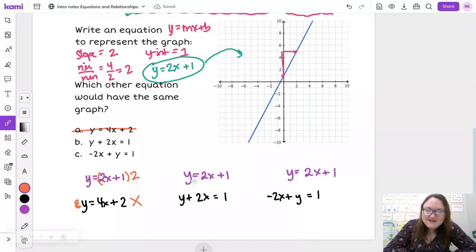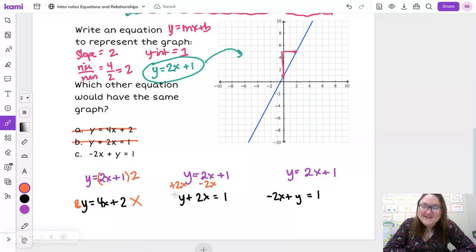In our second option, I noticed that they moved the 2x to the other side of the equation. We've learned if you want to move something to the other side of the equation, you always have to do the opposite. And so for me to go from this equation to this equation, it means they added 2x on this side to get the y plus 2x, but subtracted 2x on this side. You can't do different things on both sides of your equation, so that also helps me know this one is not equivalent and doesn't represent this graph.